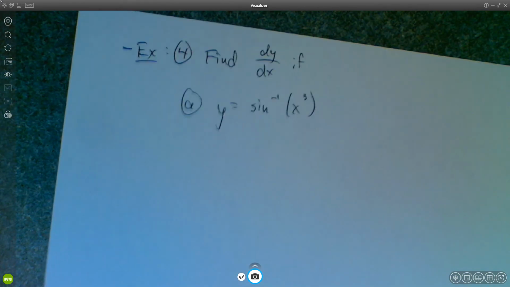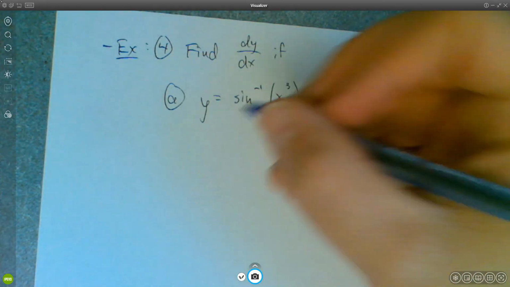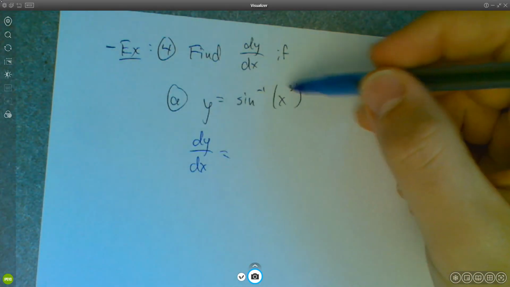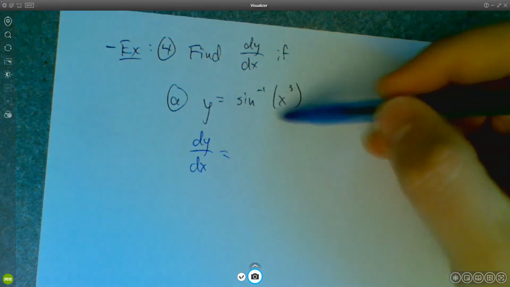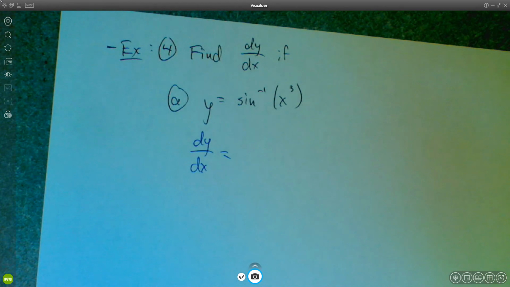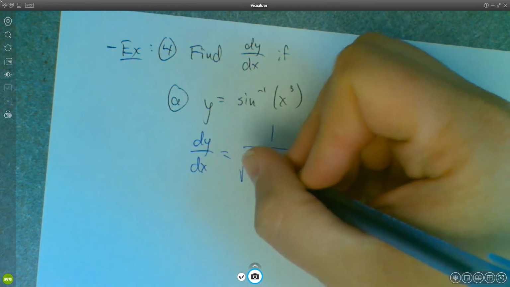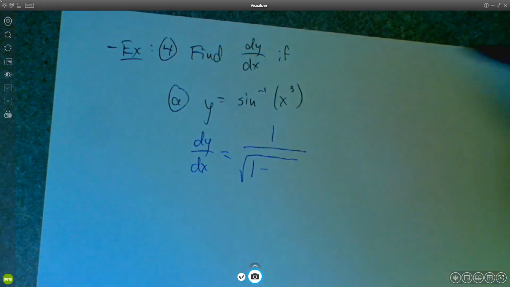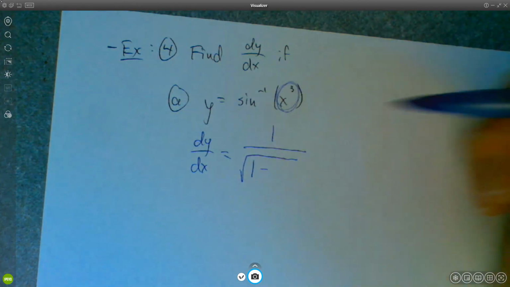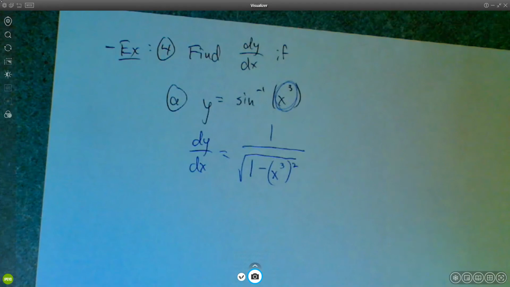Okay, so let's find dy dx if y equals sine inverse of x cubed. First of all, this is a composition of the sine inverse function and the x cubed function, but the outer function is sine inverse. And what's the derivative of sine inverse? Well, we just saw that it is 1 over the square root of 1 minus x squared. Now it's important that for x you put in this entire argument. So it's not just x squared, it's really the argument squared, so it's really x cubed squared.